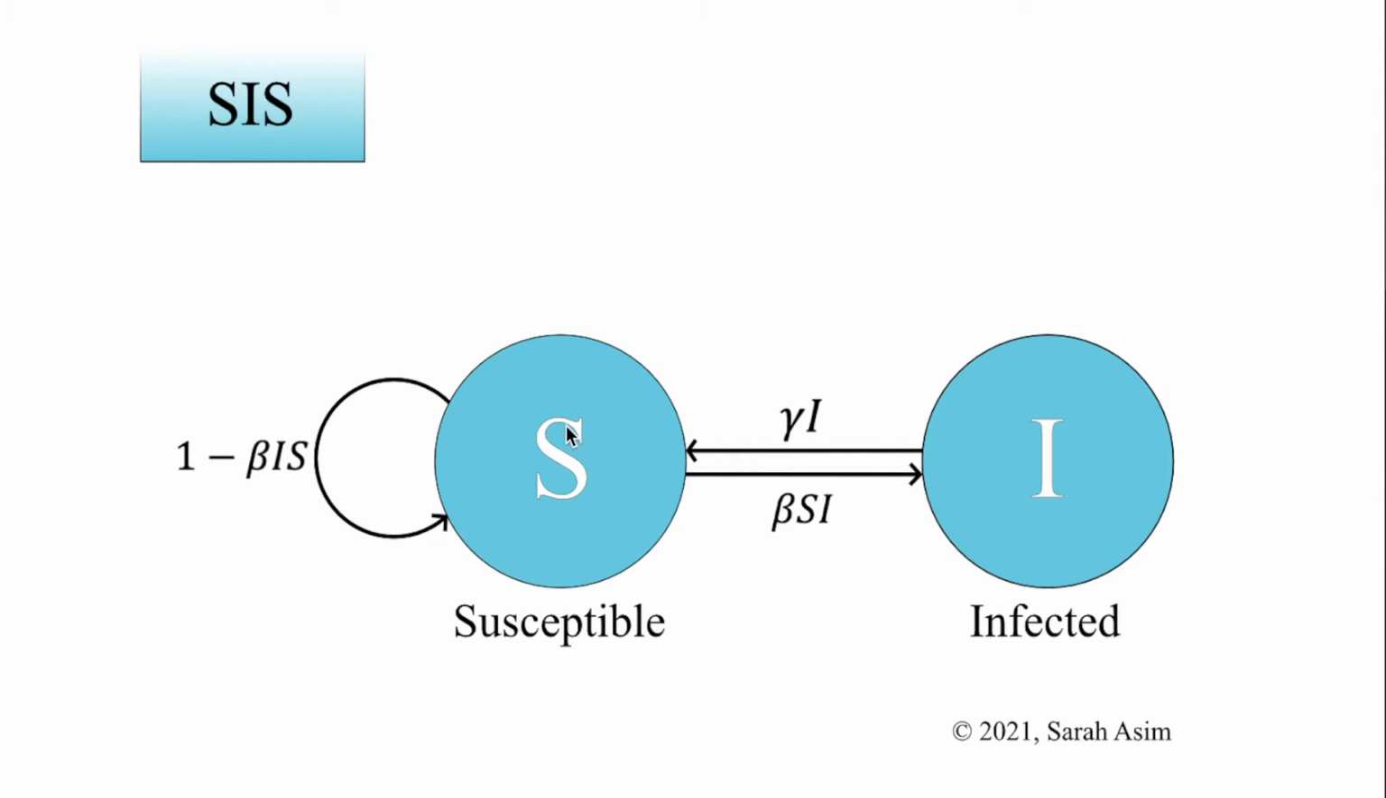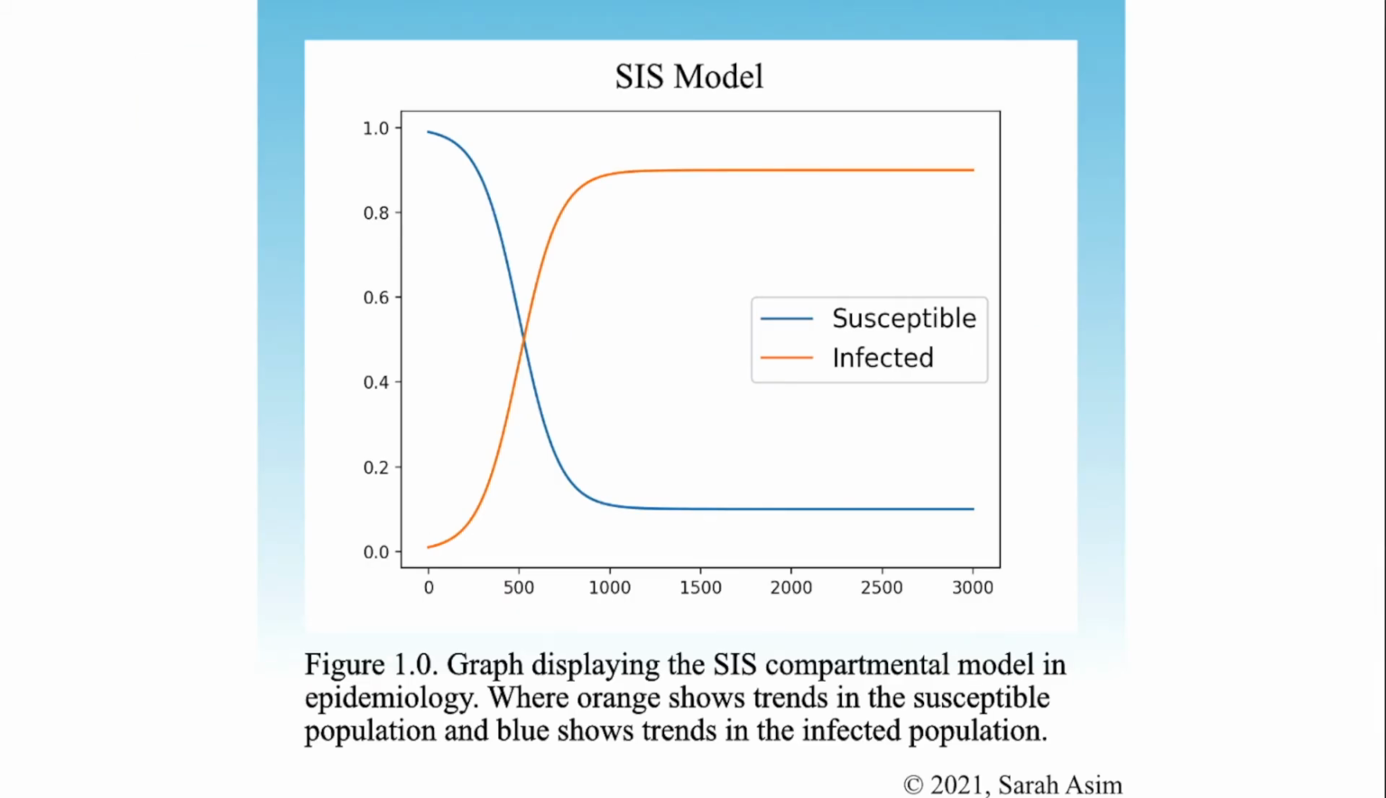This model uses two parameters, the infection rate, which is denoted by beta, and the recovery rate, which is denoted by gamma. In this graph, you can see the susceptible and infected populations modeled as a function of time. The susceptible population starts off very high at 99%, and the infectious population starts off very low at 1%. As the susceptible population goes down, the infectious population goes up.